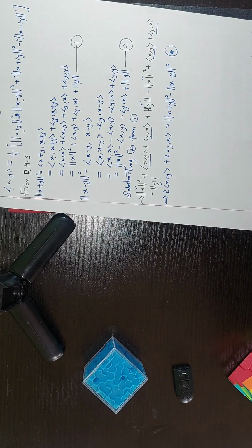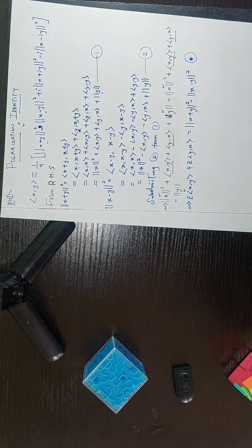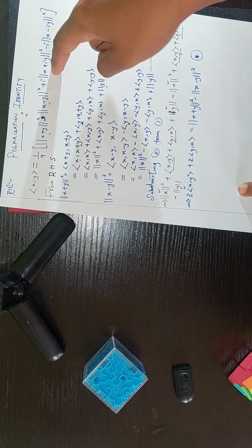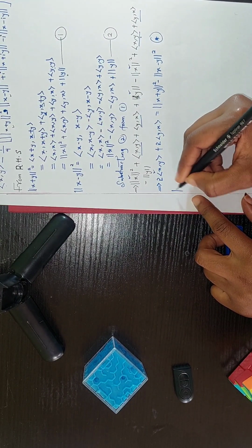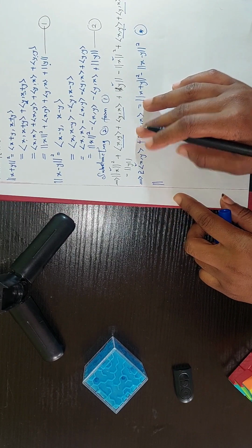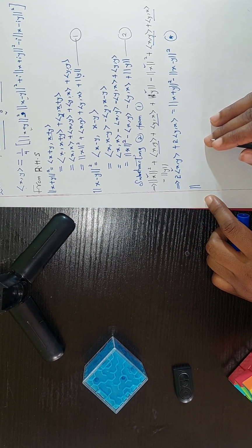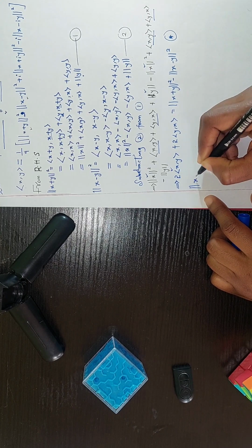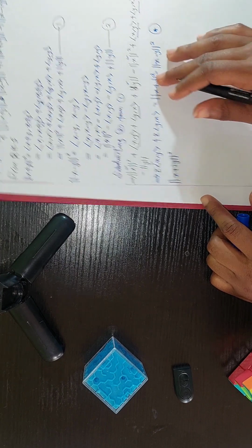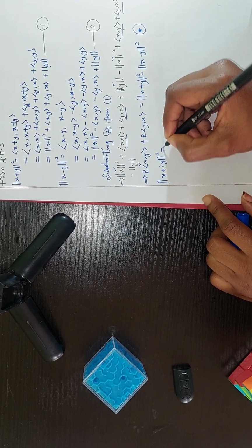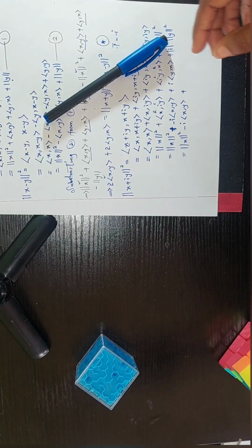Now let's go to the complex part. I'll have to start with the first one, right? So the first one, I have this. Okay, so I have norm of x plus i y squared. If I want to do this, what will I do? I'll just have to open it, right? So it's going to be equal to inner product of x plus i y comma x plus i y.